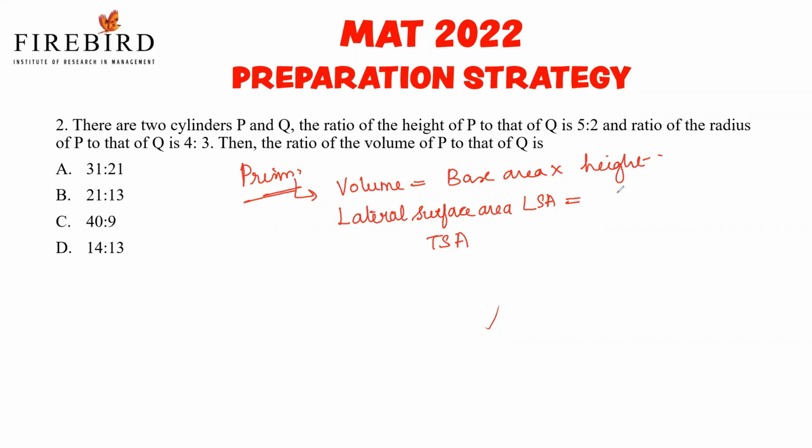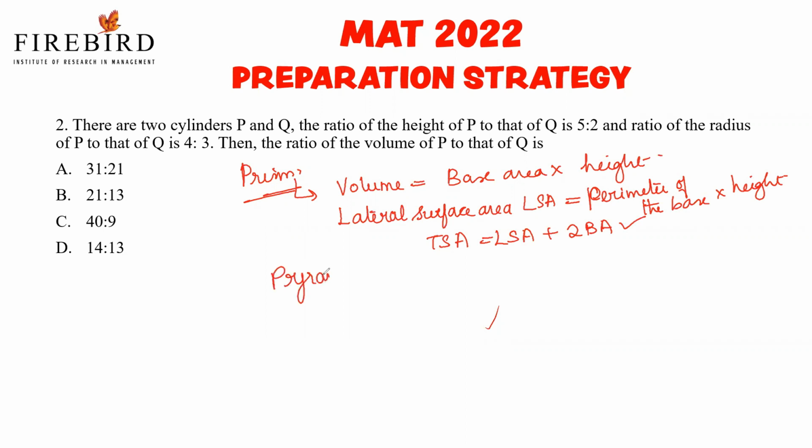Lateral surface area is perimeter of the base into height. And total surface area is nothing but lateral surface area plus 2 times of base area. Okay, this is the basic formula for prism you should know.